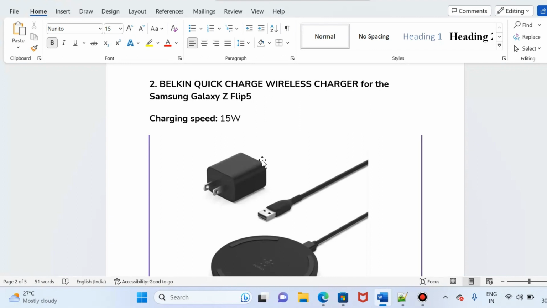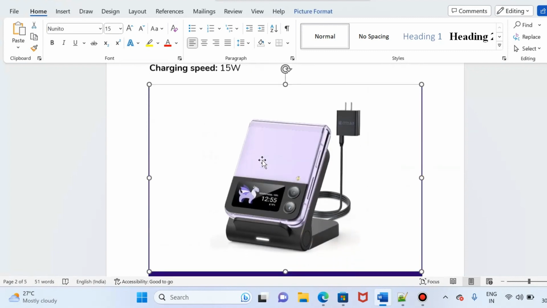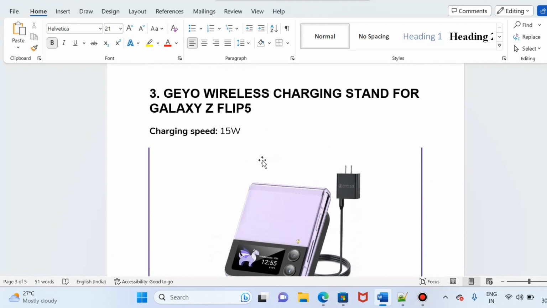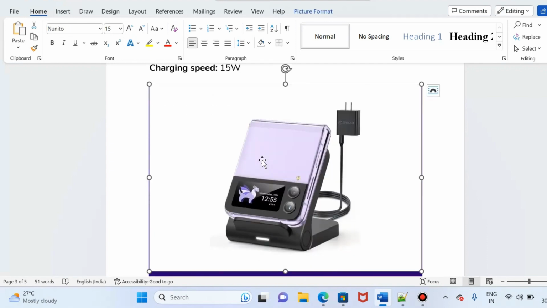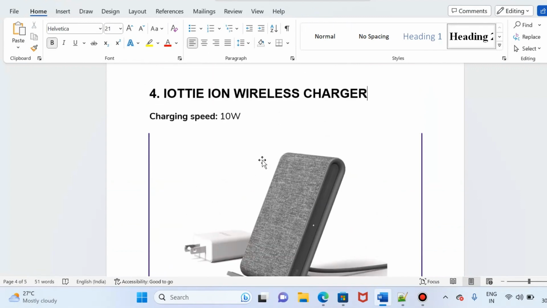So guys, if you want faster charging speeds, then the Belkin wireless charger is for you. It offers a faster charging output of 15 watt, which is the max supported wireless charging speed on the Galaxy Z Flip 5, and you can see the picture over here also. Third one is the wireless charging stand for the Galaxy Z Flip 5, and it supports a charging speed of 15 watt. So you can see the picture over here.